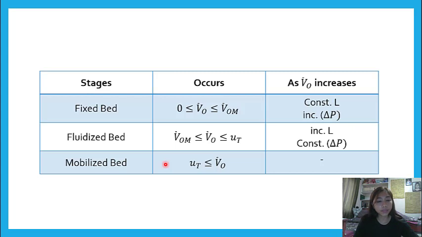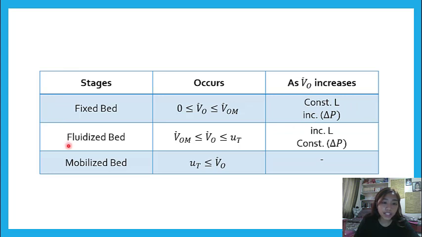So in summary, the fixed bed occurs from 0 to VOM, where VOM is the minimum fluidizing velocity. And as the superficial velocity increases, the bed height L stays constant, and the pressure drop increases.